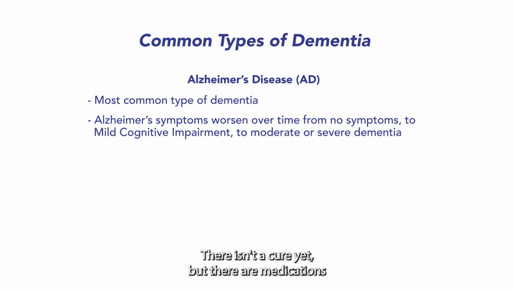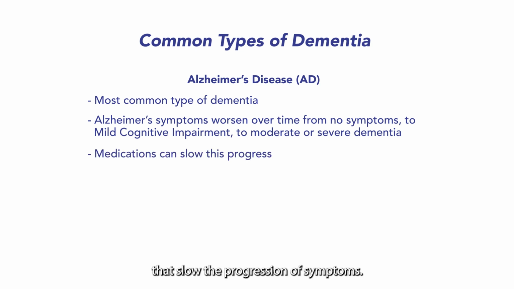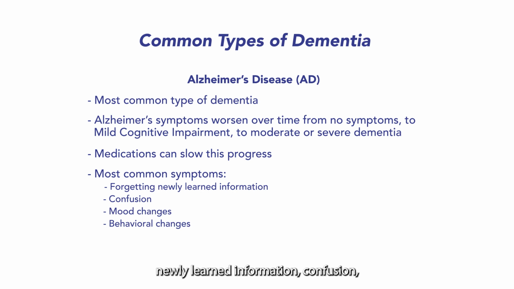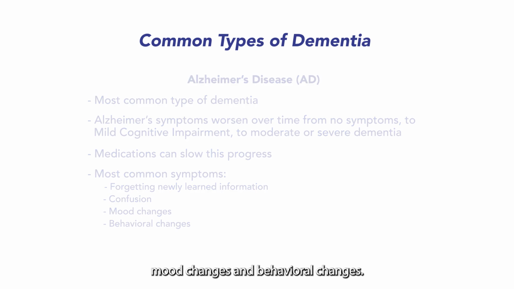There isn't a cure yet, but there are medications that slow the progression of symptoms. The most common symptoms associated with Alzheimer's disease are forgetting newly learned information, confusion, mood changes, and behavioral changes.